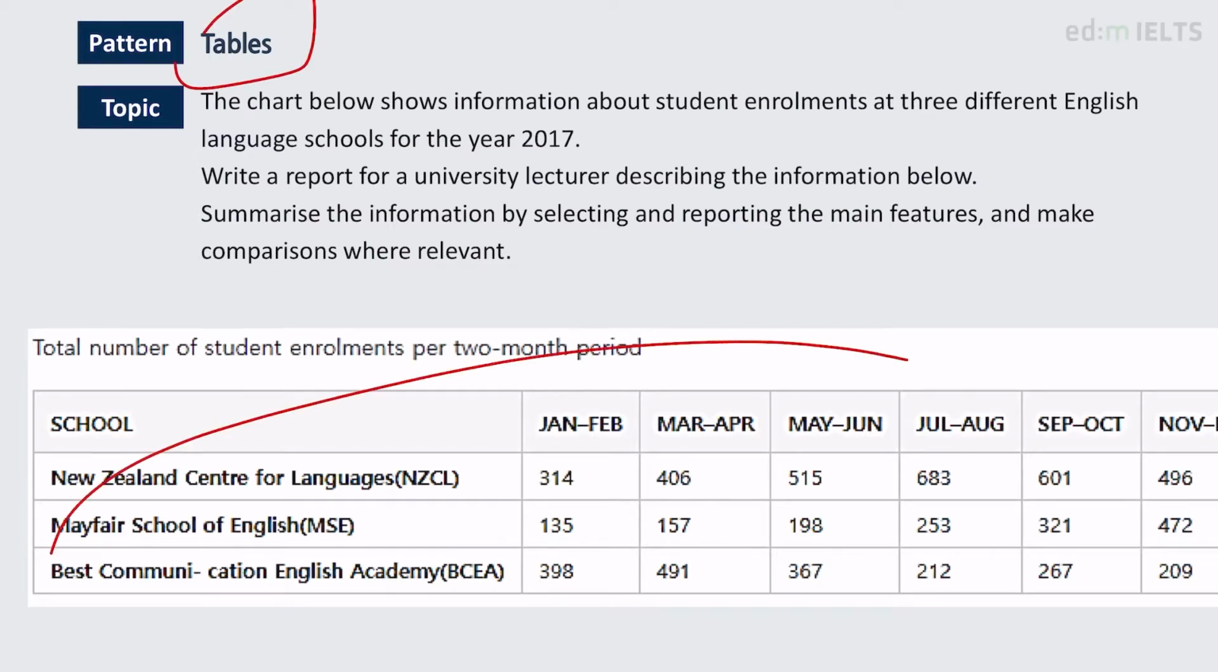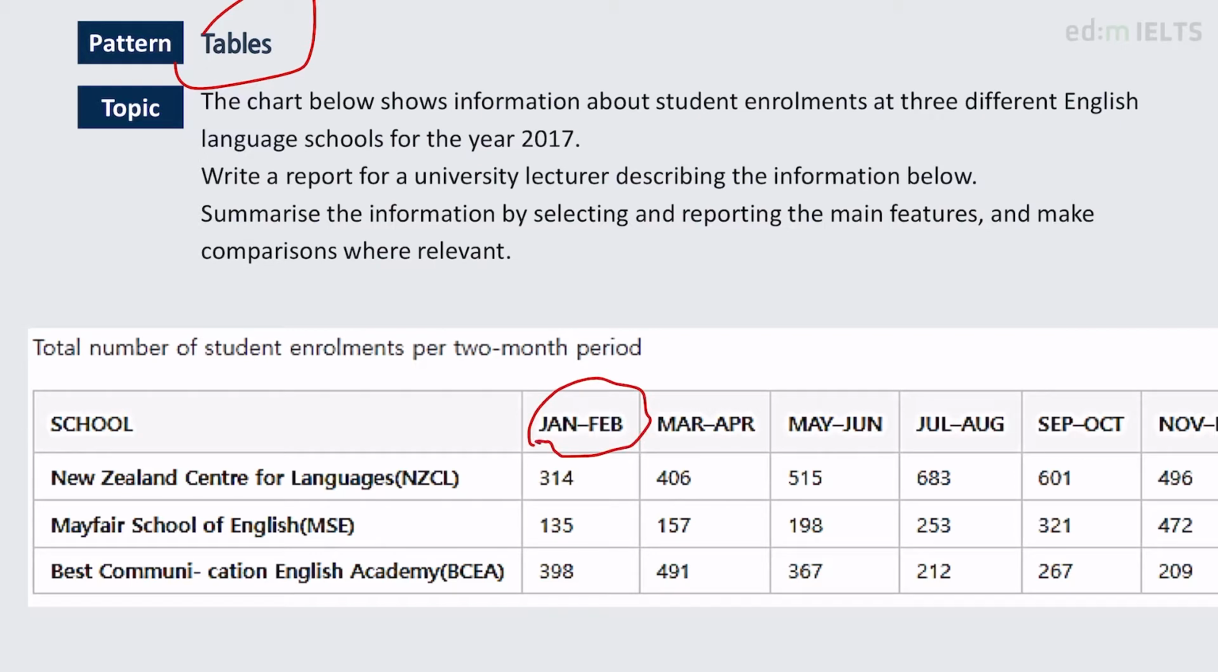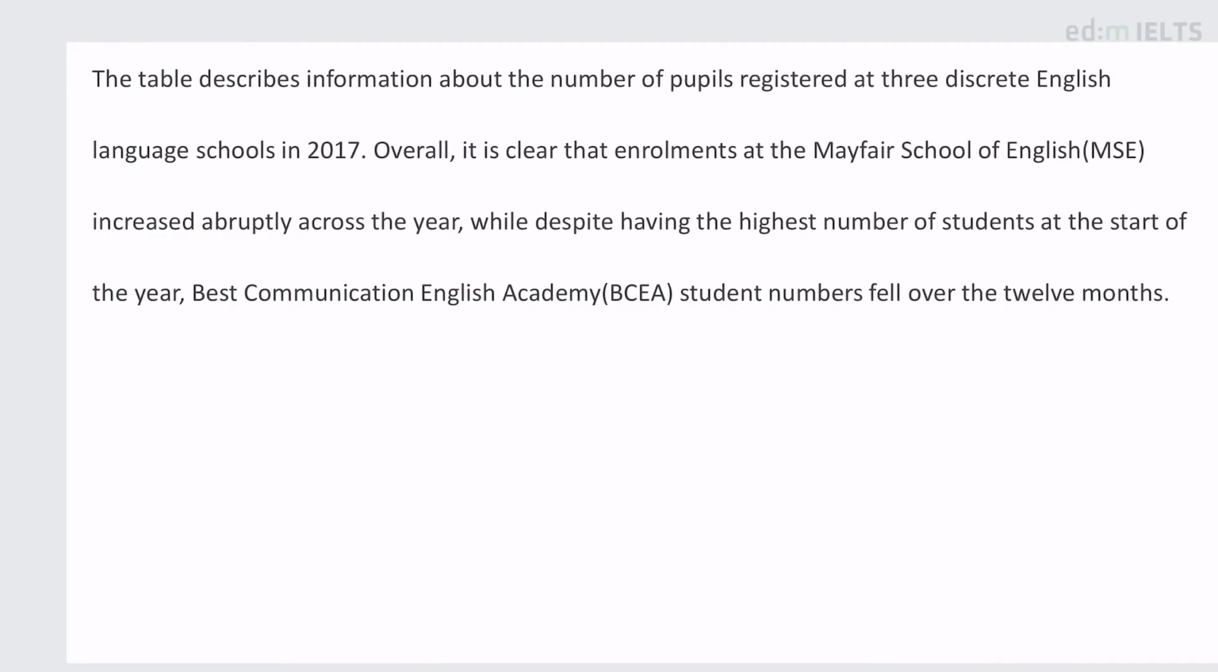Hello, today we're going to look at a Task 1 IELTS academic module essay. It's a table, as you can see, providing data on the total number of student enrollments per 2-month period. For example, total enrollments for the January to February period, for 3 different English language schools in a single year in the past. Now, I have one of my students' essays. We're going to talk about it.